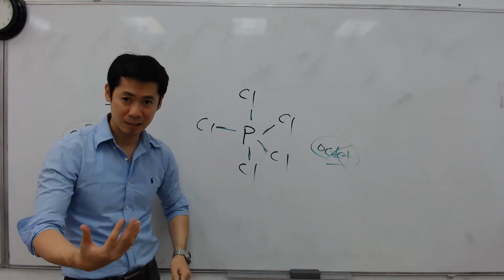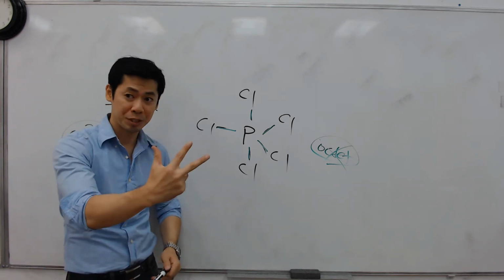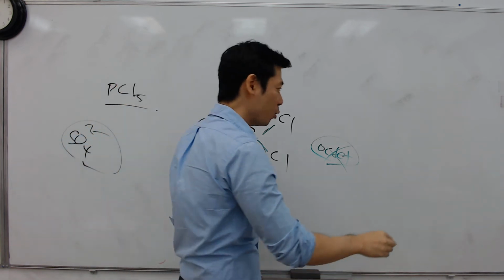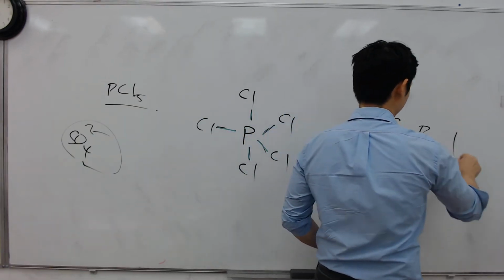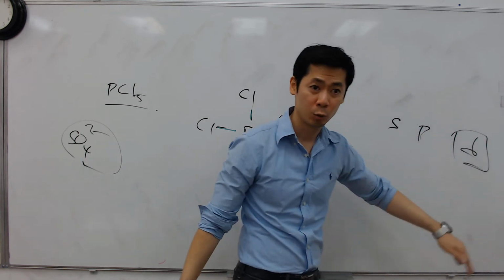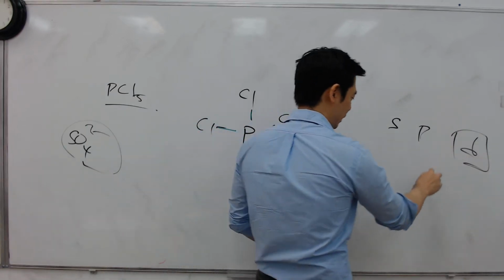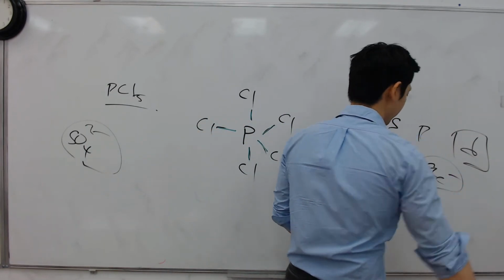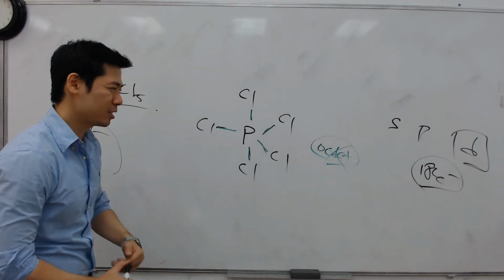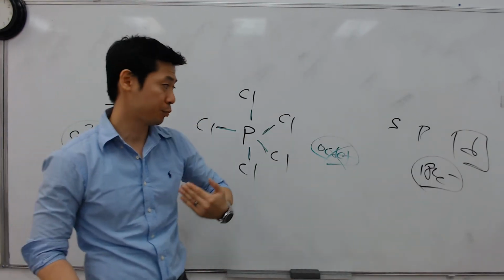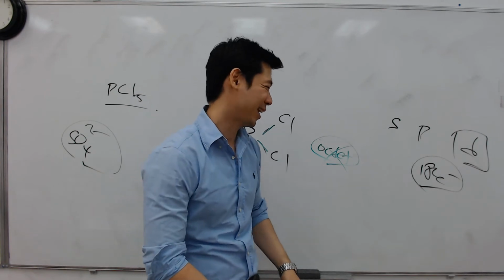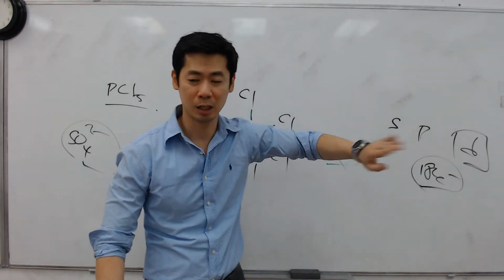Because phosphorus, again, is on the third principal energy level. Which means not only do they have S and P, they got the D block. They can have up to 18 electrons overall. So once they're past the second principal energy level, the octet rule is garbage can. They don't need anything.